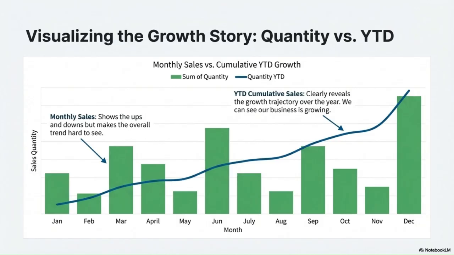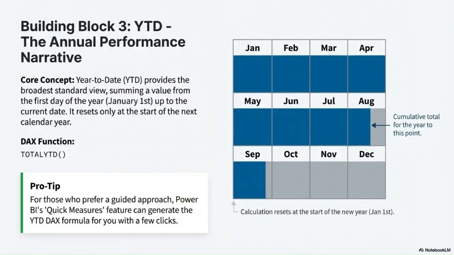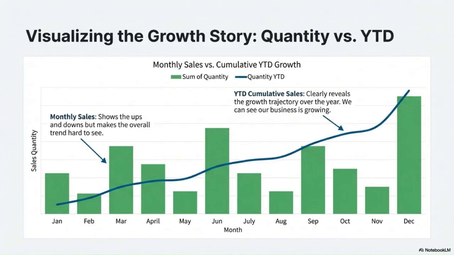Let's understand this with an example. MTD is the performance so far this month. QTD is the performance in the current quarter, and YTD is the performance since January. These three metrics together give management a complete performance overview.